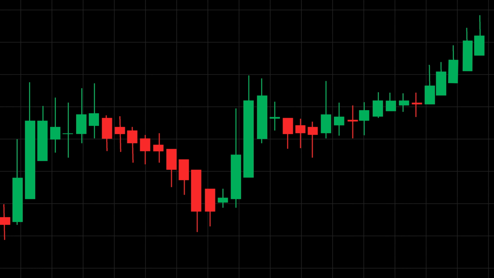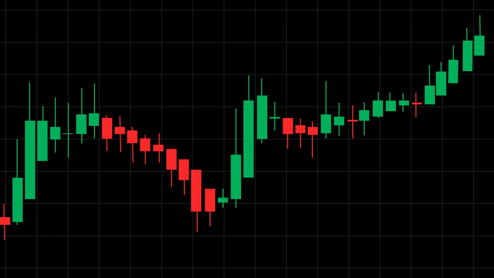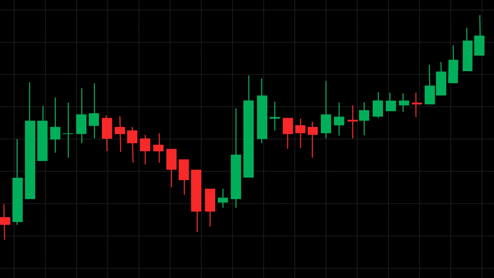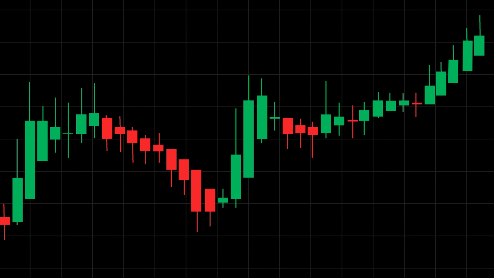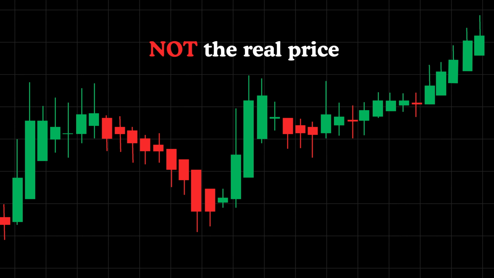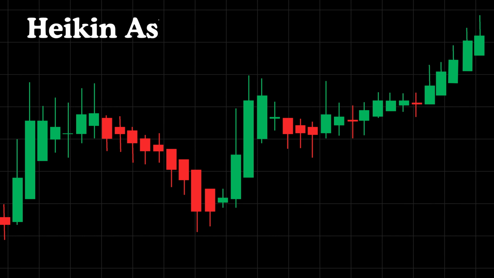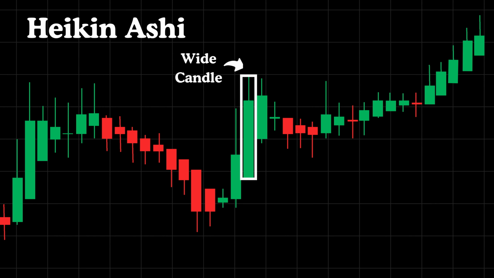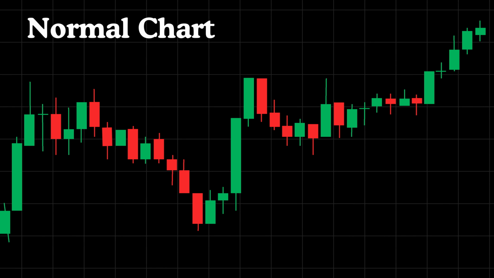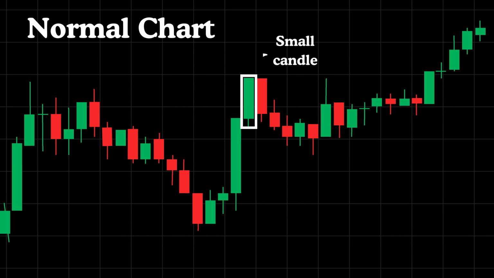We're going straight to the point and the strategies. So first, let me clarify for beginners who are still new to this indicator. Heiken Ashi candles do not display the actual market price. Like in this example, I'm using Heiken Ashi candles, and it shows a large green candle. But if you check the regular candlestick, it only shows a small candle.